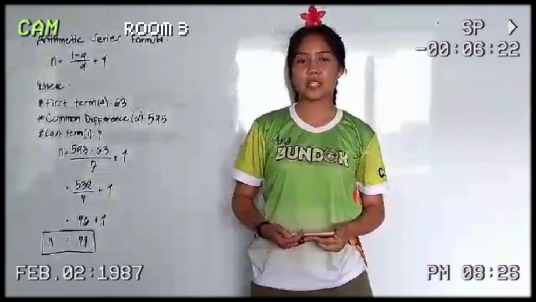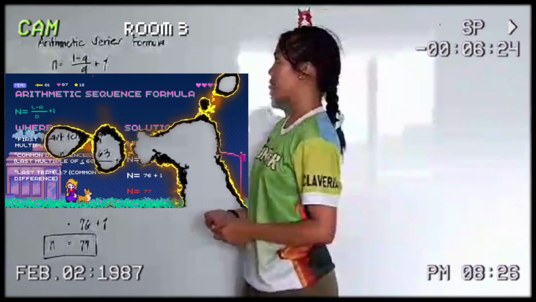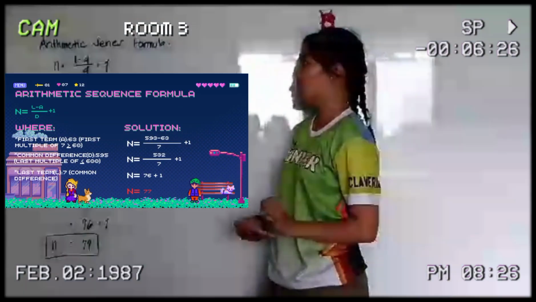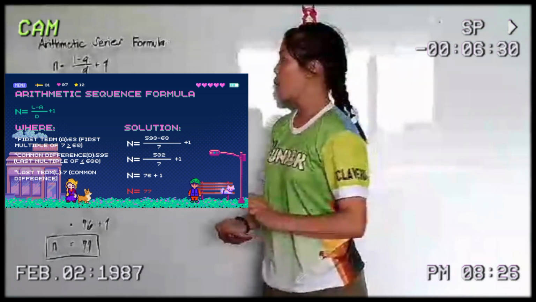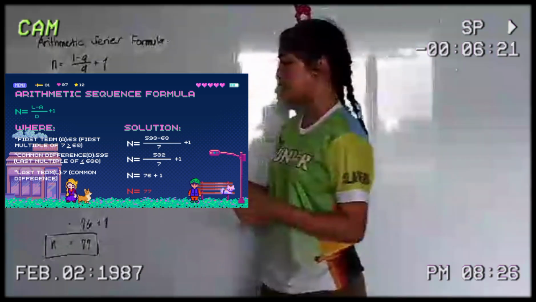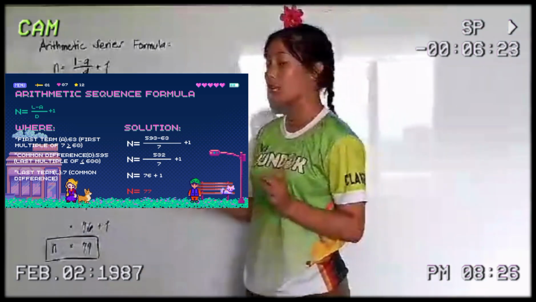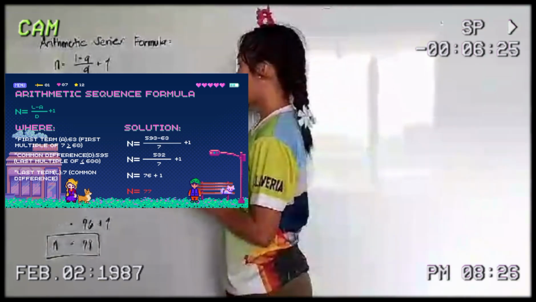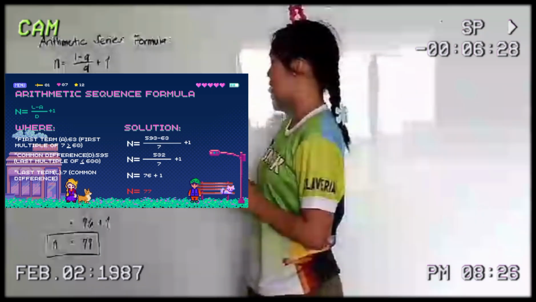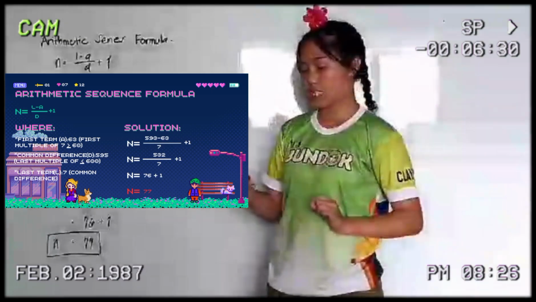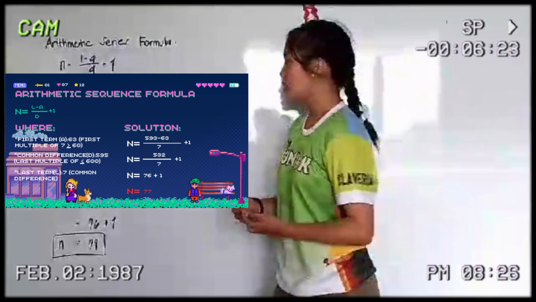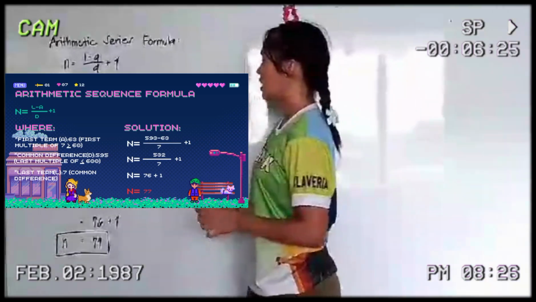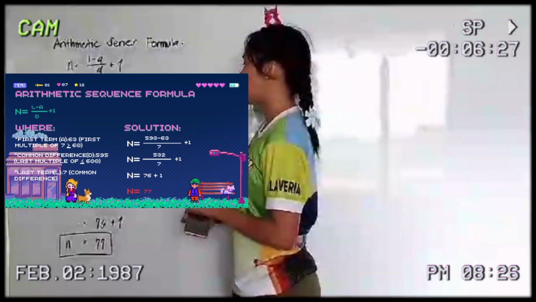So my task is question number 3. With our given formula, which is the arithmetic series formula n equals L minus a over d plus 1, where the first term 63 is the first multiple of 7 greater than or equal to 60, our last term 595 is the last multiple of 7 less than or equal to 600, and our common difference is 7. So our solution now is n equals 595 minus 63 over 7 plus 1.